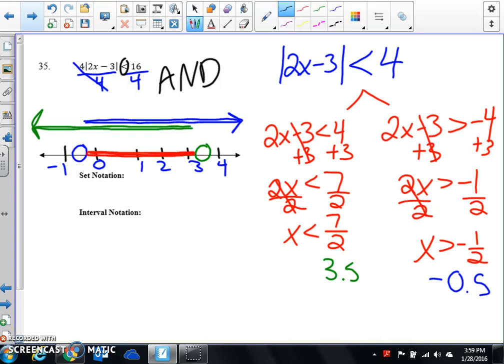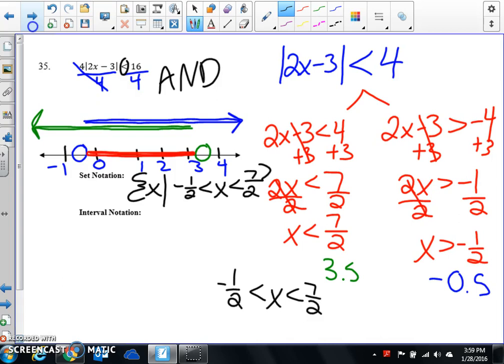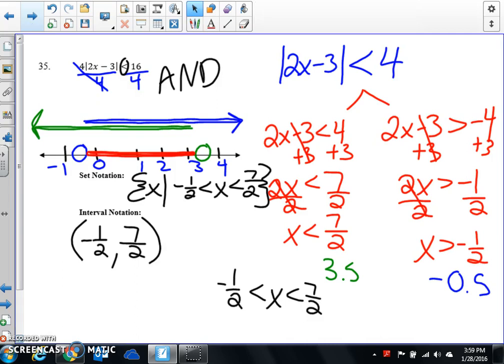For set notation, this is an and, so I got to put them back together. Let's take your greater number. So x is less than 7/2. And then -1/2 is over here. So for our set, we would say x for all -1/2 is less than x less than 7/2. For interval notation, I start at this point, it's a parenthesis because it's an open circle, and that was -1/2. And then I stop at 7/2, open circle. That is also a parenthesis.